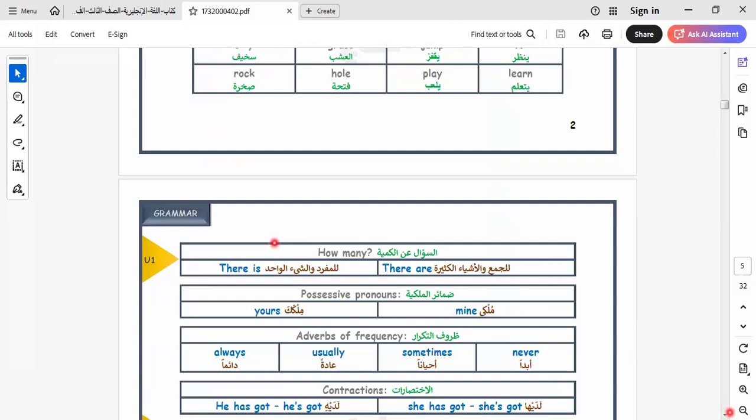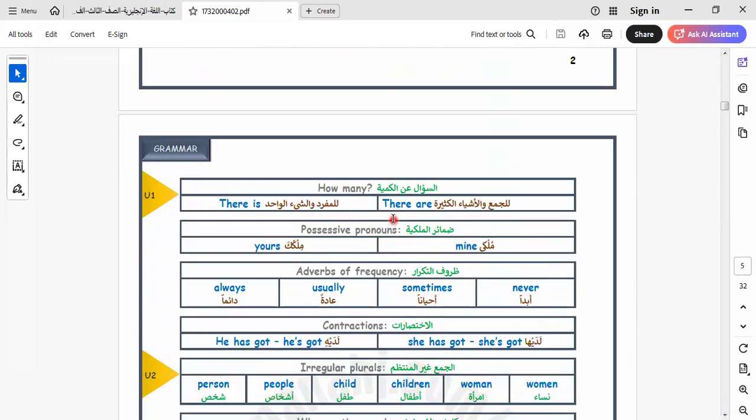I would like to say something about the grammar that we will have here in this unit.